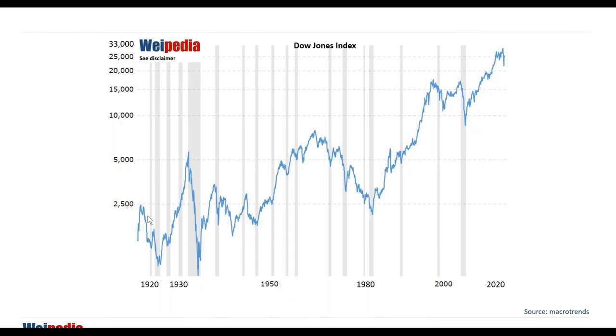The US market has not been going up for the last 100 years. If you look at 1910 to 1980, the US market is still at 2005 levels. The US market has only been going up since 1980 until today, so it's about 41 years.